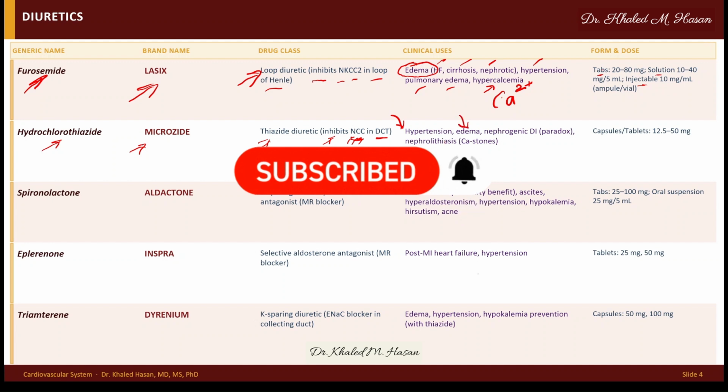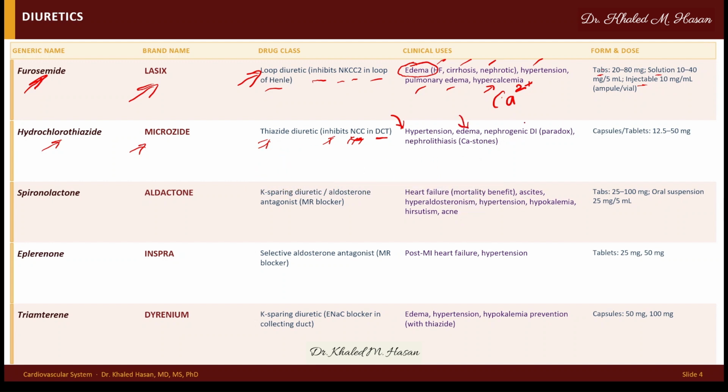Hydrochlorothiazide could be used for treatment of edema if the patient suffer from diabetes insipidus, and this one work by paradoxic mechanism. This medication could be a possible treatment for patients suffer from calcium kidney stone, for patients suffer from nephrolithiasis, in other terminology. Hydrochlorothiazide available as tablet capsule with two different maybe dosage. We have 12.5 milligram, we have 25, we have 50, and so on.